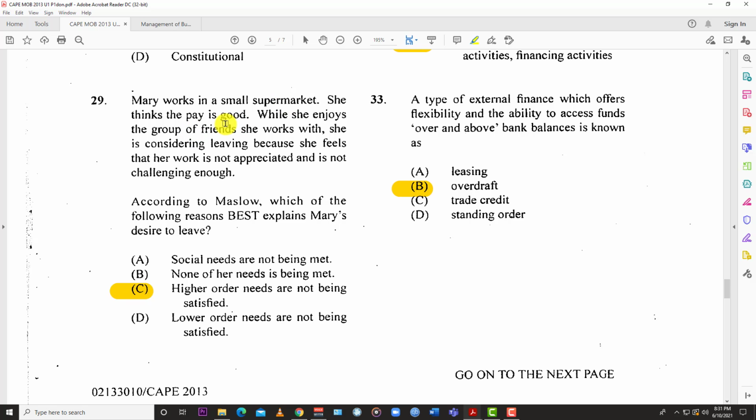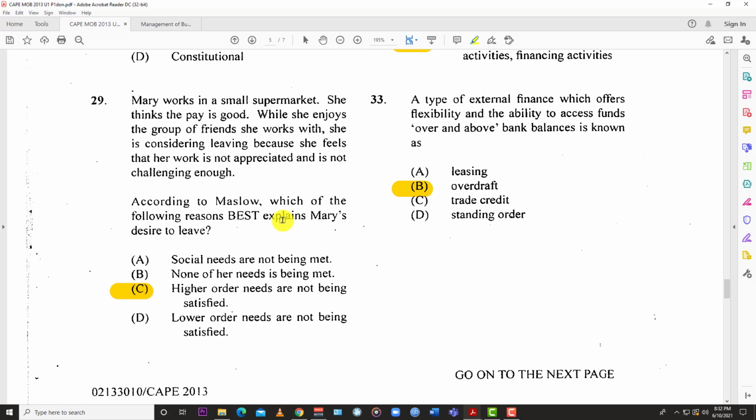29. Mary works in a small supermarket. She thinks the pay is good. While she enjoys the group of friends she works with, she is considering leaving because she feels that her work is not appreciated and is not challenging enough. So I have two issues right there. It is not appreciated, not challenging enough. According to Maslow, which of the following reasons best explain Mary's desire to leave? And so they say social needs are not being met. That cannot be true because she got good friends at work. So her social needs are being met.